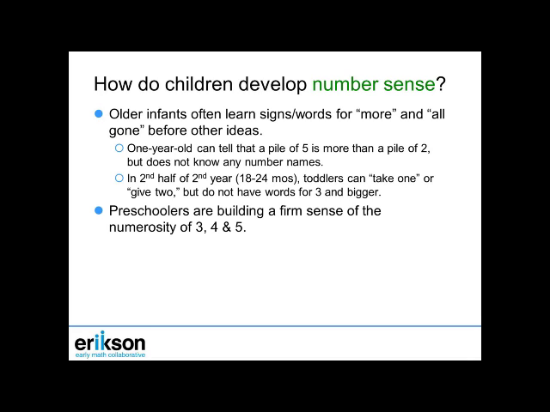And then preschoolers build on this, and they really are building a firm sense of the numerosity of 3, 4, and 5. It doesn't mean that we think preschoolers only count, but we're not really going to talk about counting skills today. It's a whole other kettle of fish related to number sense. Most preschoolers, by the end of preschool, have learned a lot of number words, and many of them learn them in order, but really understanding the numerosity and how they go together and break apart, that 3 is 3, and that 3 is 2 and 1, and that 4 is 4, and 4 isn't 2 and 1, 4 is 2 and 2, or 4 is 3 and 1 more.